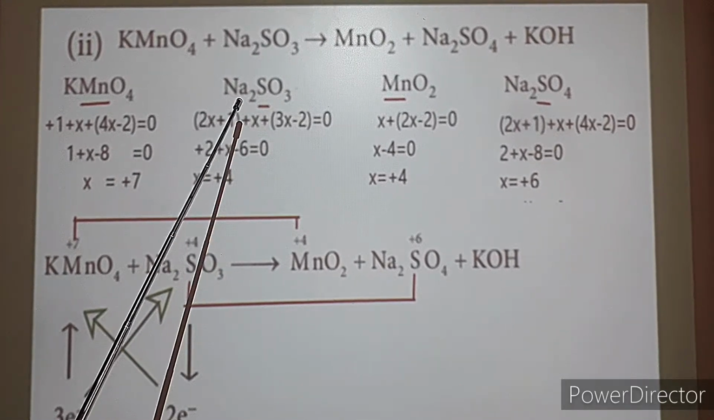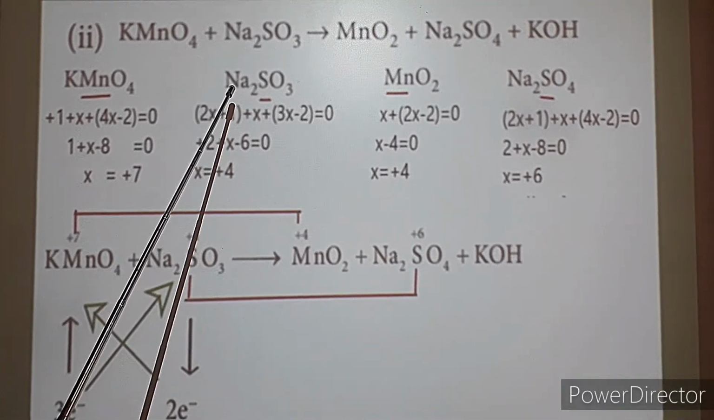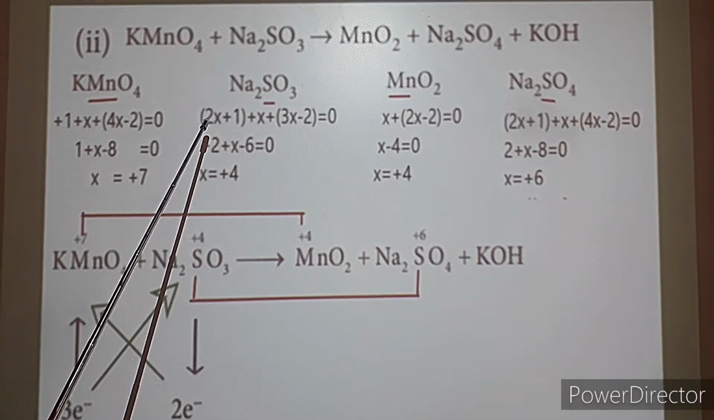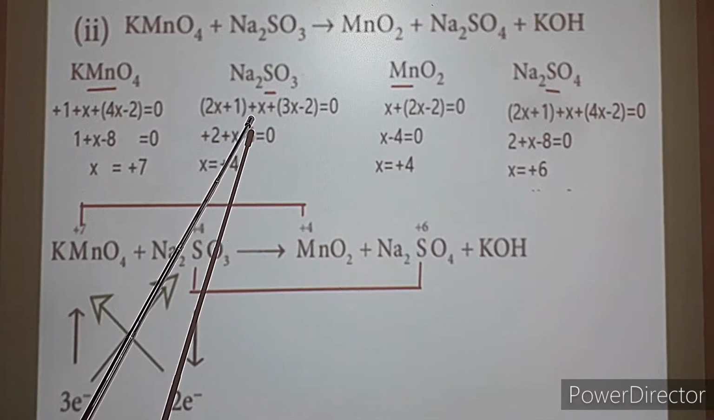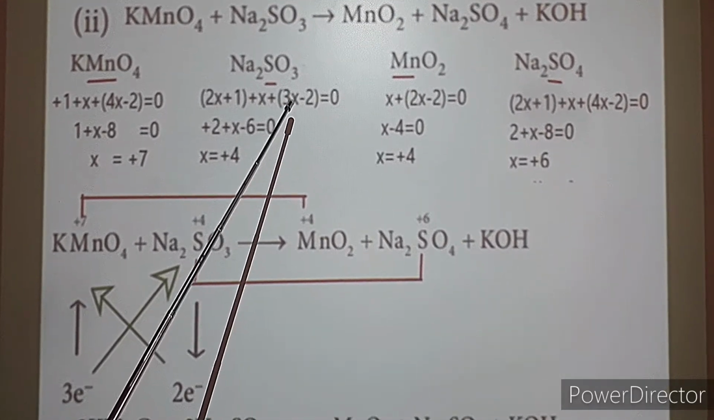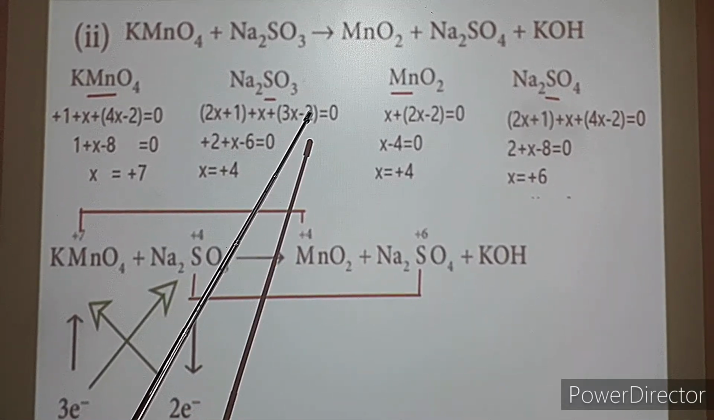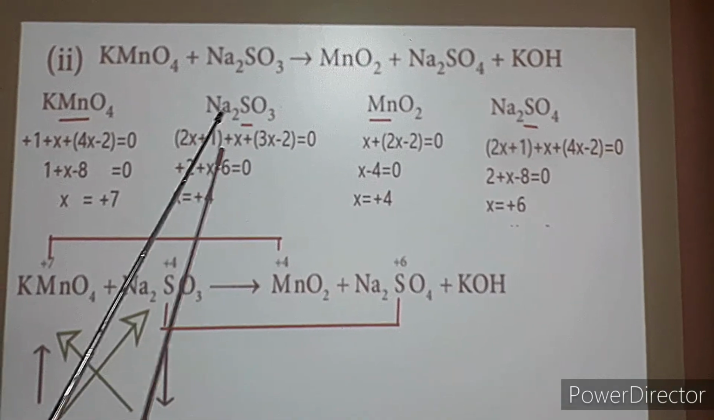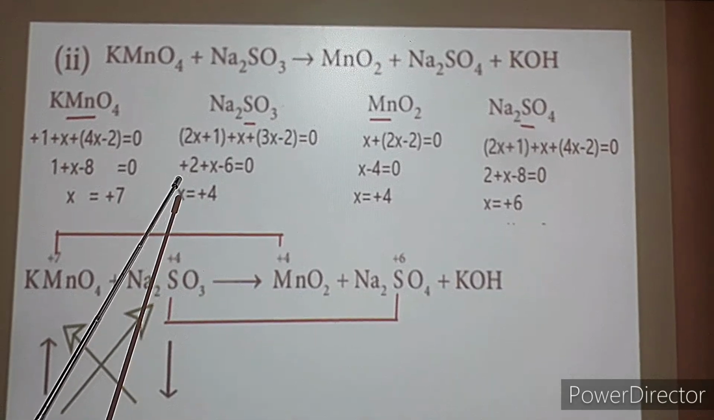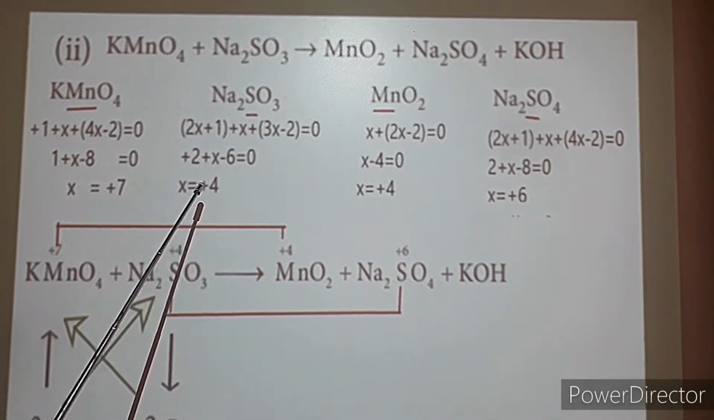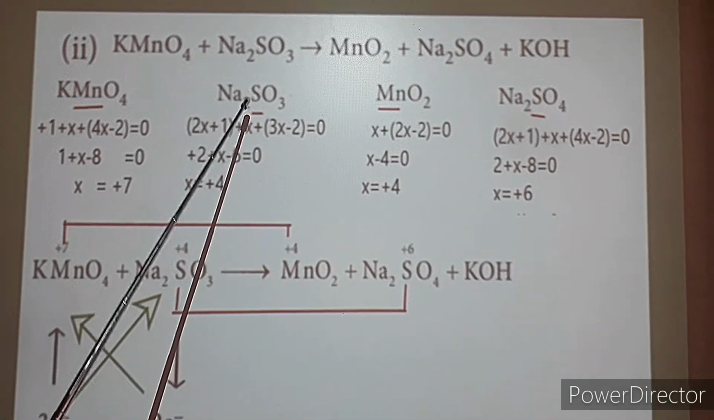And sodium sulfite, for sulfur we have to find out. For 2 sodium, so 2 into plus 1, and put X for sulfur, and 3 into minus 2, the oxidation number of oxygen is minus 2, equal to 0. It is also a molecule, so put equal to 0. Afterward we get X equal to plus 4. This plus 4 is the oxidation number of sulfur.